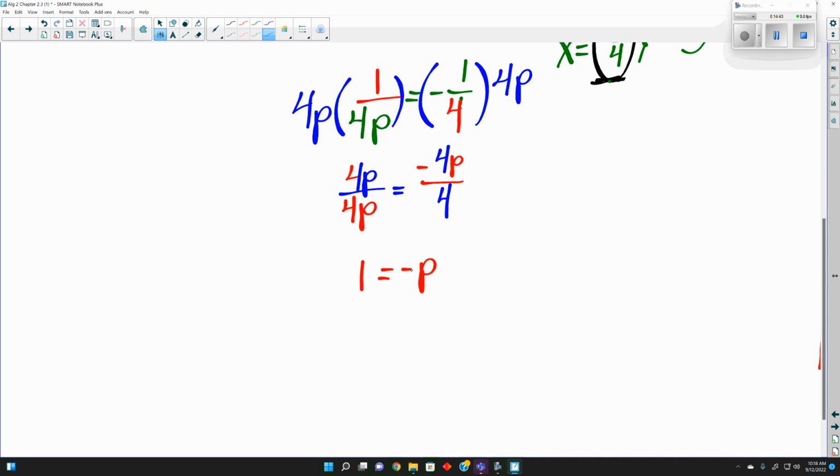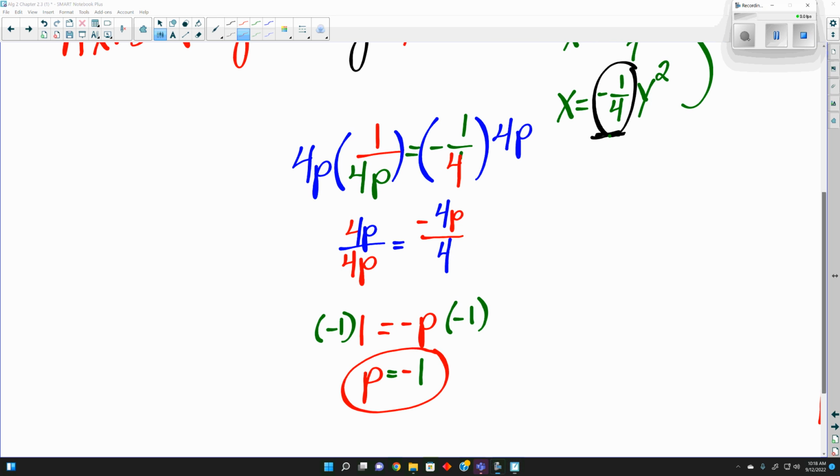Is p by itself? No, it has a negative. So we can multiply or divide both sides by negative 1, which tells us p is equal to negative 1, because negative p is equal to 1, so p is equal to negative 1.